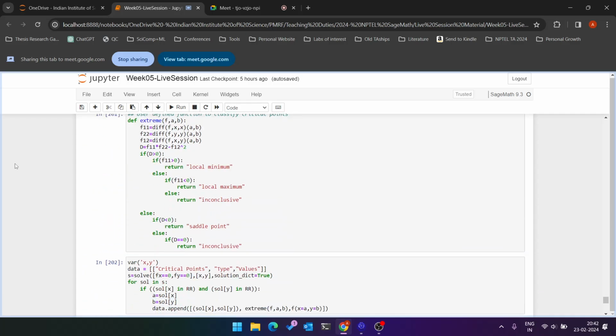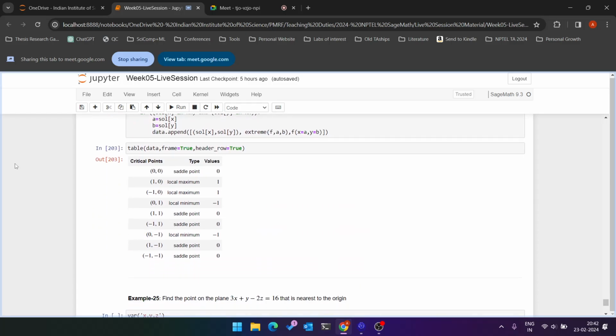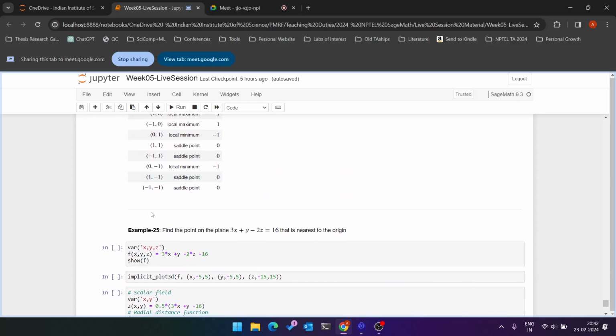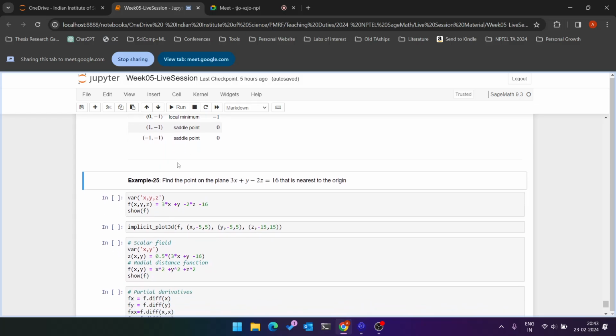Okay, so this is also done. Next up, we have a problem where we wish to find a point on the plane defined by 3x plus y minus 2z equal to 16, and we want to find the point which is closest to the origin.